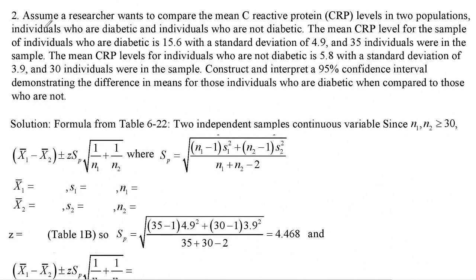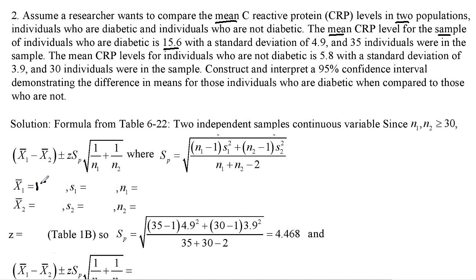In problem number 2 here, researchers are looking at, again, means, mean C-reactive protein levels in two populations, so it's going to be a different formula, of individuals who are diabetic and individuals who are not diabetic. So the mean C-reactive protein or CRP level for the sample of individuals who are diabetic is 15.6. So that's going to be our first mean. This is the mean of the sample, so that's going to be X1 bar.